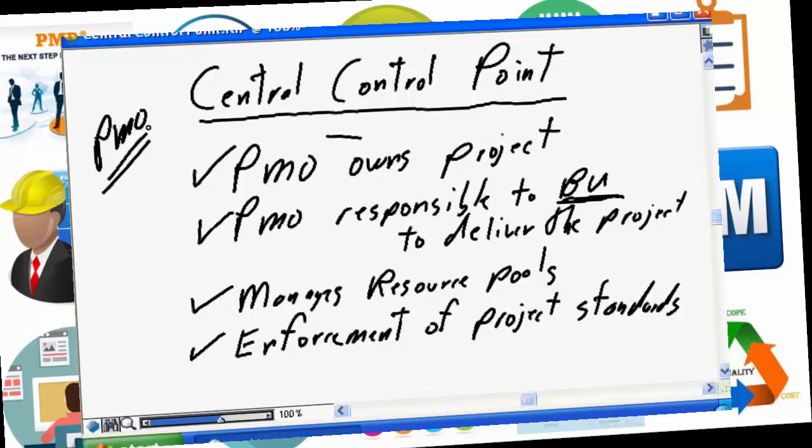That's not to say this aspect of central control point is bad. This implementation of a PMO speaks very much of the project-based organization that we discussed in the organizational structures nugget. So again, it's going to depend on what level of control, what level of enforcement, what level of responsibility the organization wants the PMO to have versus what level of control, what level of ownership, what level of responsibility the business unit should have for the project.